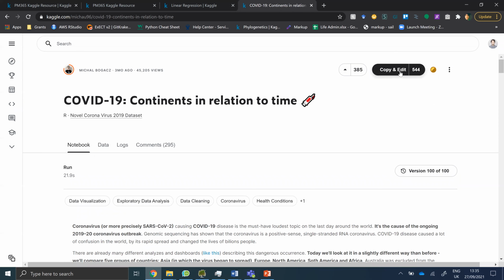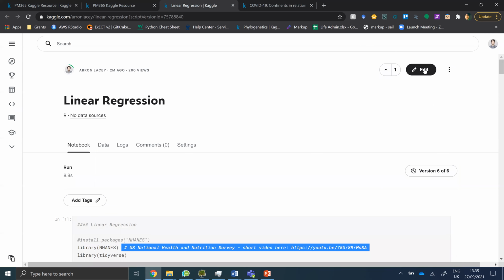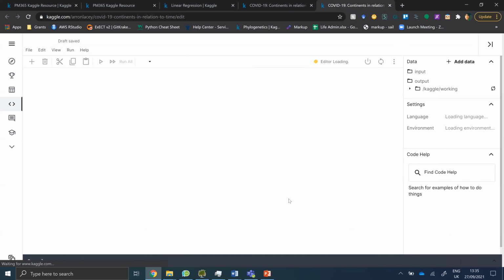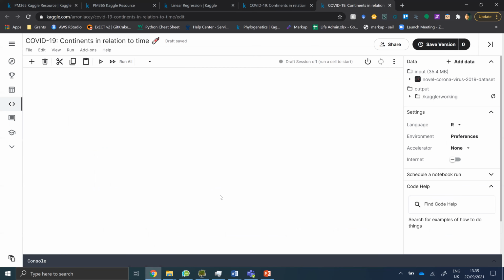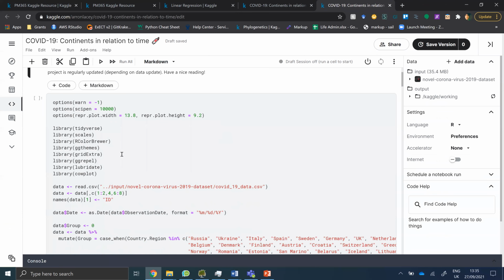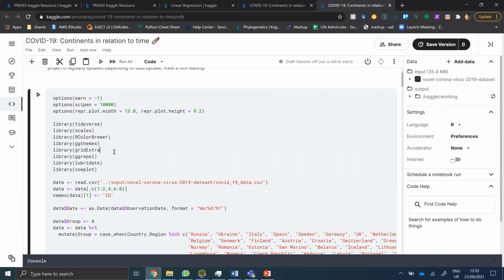You'll have this copy and edit option. Again, I've only got the edit because this is my notebook. If you click on my notebook, you'll have the copy and edit button. If you just click on this, it will open up a new notebook. And here you can see we've already got the data we need for this notebook to run, and we can edit this how we like. I won't edit this now, but this is just to show you how you're going to go about writing notebooks in Kaggle going forward.